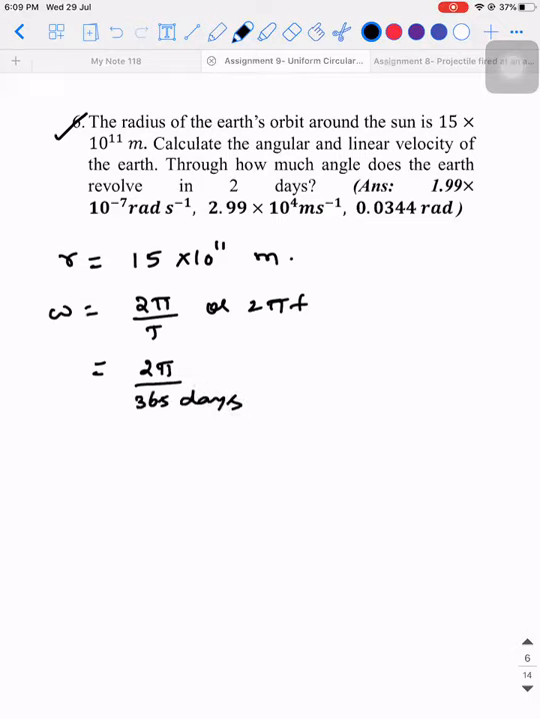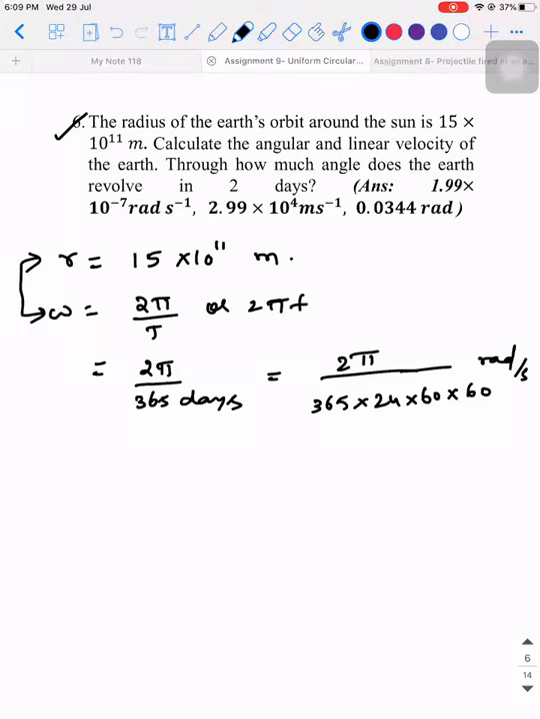It is 365 days. So 2 pi divided by 365, into 1 day is how many hours? 24 hours. 1 hour is how many minutes? 60 minutes. Into 1 minute is 60 seconds. So these many radians per second will give you the value of omega. Once you get the value of omega, you multiply it by the radius, you will get the linear velocity.